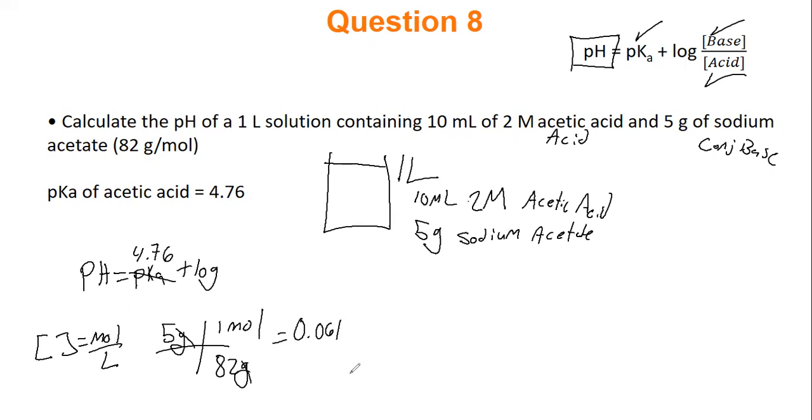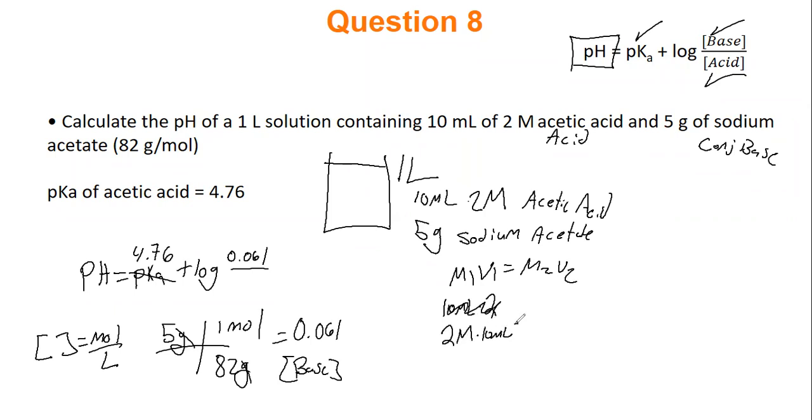0.061. So that's my concentration of base. So plus 0.061 divided by, now I've got to do my concentration of acid. And this is the third time we're seeing this equation today. M1V1 equals M2V2. So I have 10 milliliters of acid, and it's 2 molar. Whoops, I switched those around. It should have been 2 molar of acid multiplied by 10 milliliters of acid.